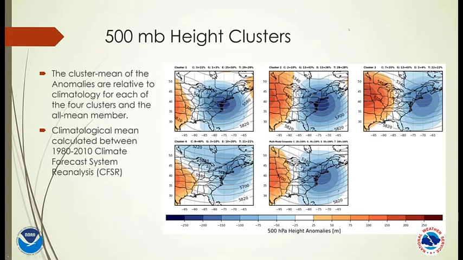So let's look at the 500 millibar heights, the anomalies, and what they're about. The anomalies are relative to climatology for each of the 4 clusters and the all-member mean. So this is based on climatology. Where does that climatology for the 500 millibar heights come from? It's based on the Climate Forecast System Reanalysis. When this was written it was 1980 to 2010. I saw the current one is 87 to 2017. I don't have any information if it's using the new data; I need to ask Jim Nelson on that. But they can change that. That's what this is based off, that climatological mean for your anomalies.